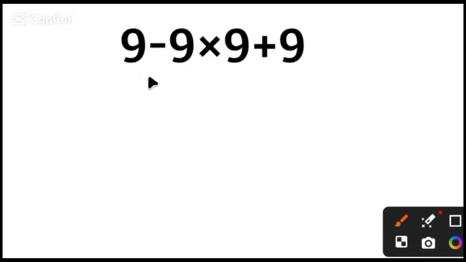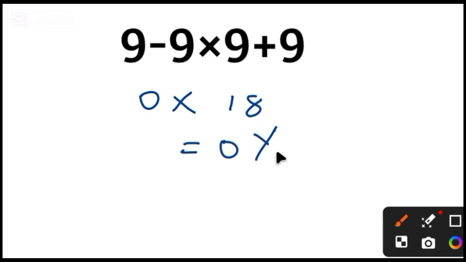Can you solve this equation without mistake? Most people got the wrong answer because 9 minus 9 will give us 0, times 9 plus 9 will give us 18, and 0 times 18 will give us 0.